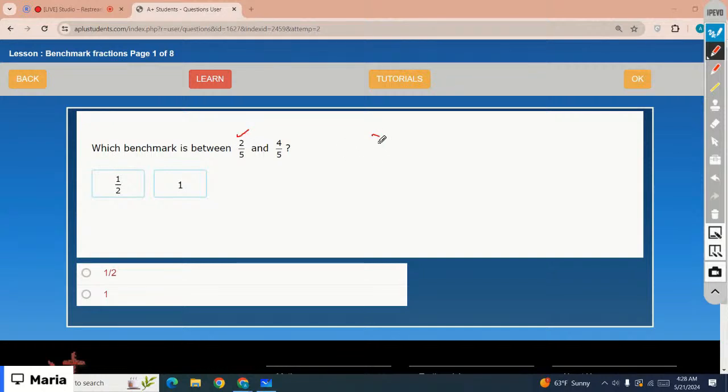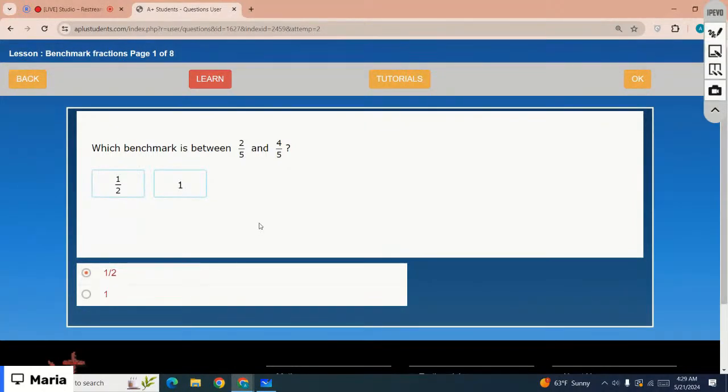When you compare, just compare first with half, right? 2 by 5 is less than half, right? Now let's compare 4 by 5 to 1 by 2. 4 by 5 is greater than 1 over 2. That means 1 over 2 is between 2 by 5 and 4 by 5. Why? Because 2 by 5 is less than half and 4 by 5 is greater than half. So 1 over 2 is the benchmark between 2 by 5 and 4 by 5. The correct option is 1 over 2. Option number 1 is the correct option.